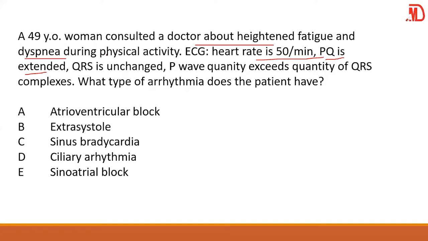QRS is unchanged. P wave quantity exceeds quantity of QRS complex. You see how all these questions are being formulated? It's the same question. So this one is thinking of what? Type 2 atrioventricular blockage. So here, you are thinking of A, type 2 atrioventricular blockage, because we did the same thing in our previous video, I think yesterday also.